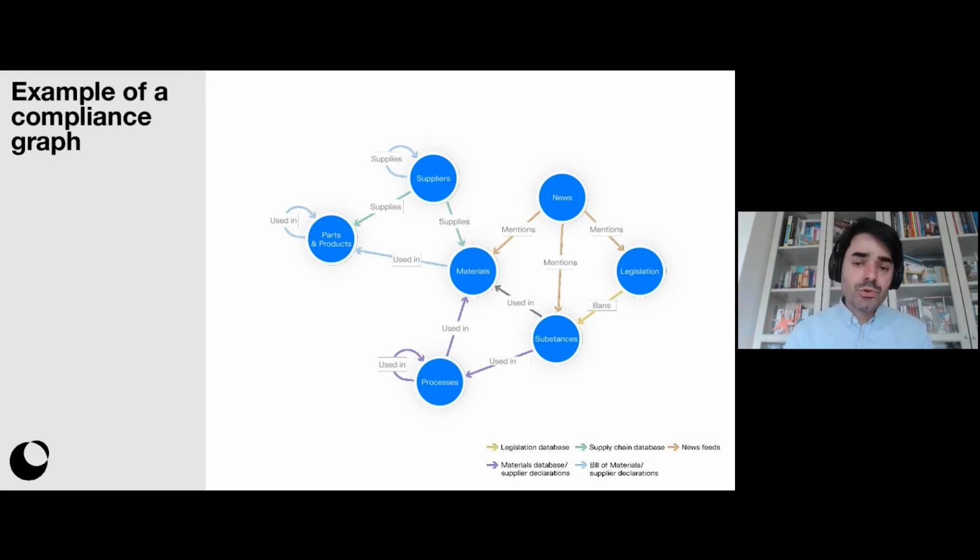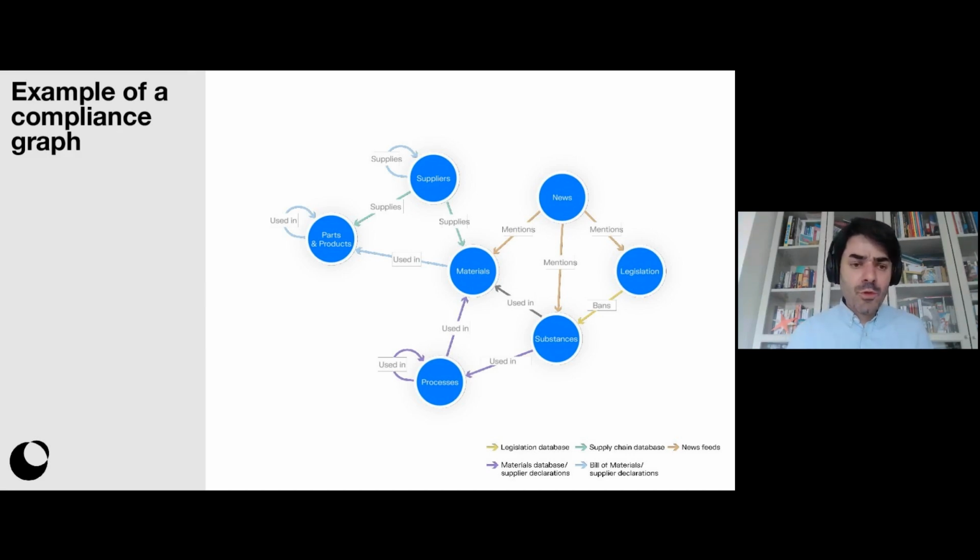You can also have news articles covering one of those new legislations or covering issues or incidents with a given material or substance. Equipped with that, the graph can help identify, for example, if there are risky substances in one's products, or if a new substance has been recently identified as risky, and identify what products may be impacted by such a change.